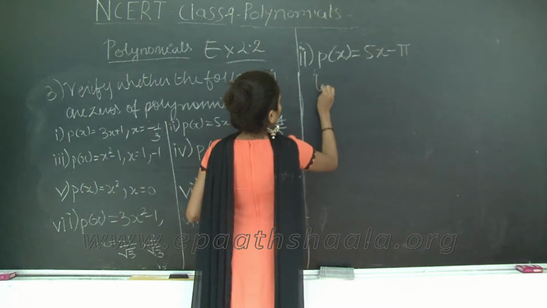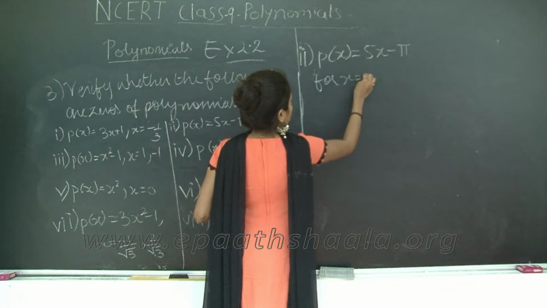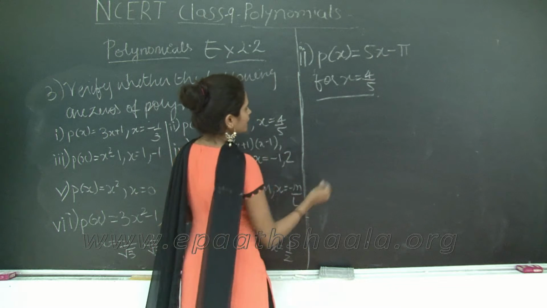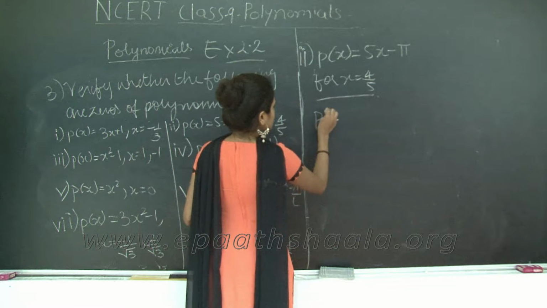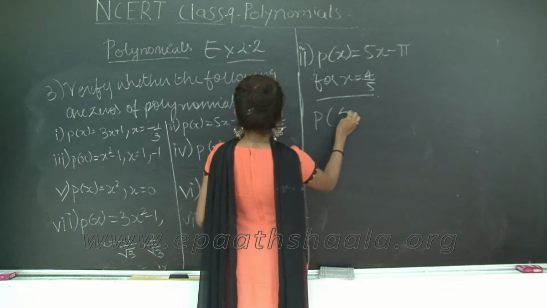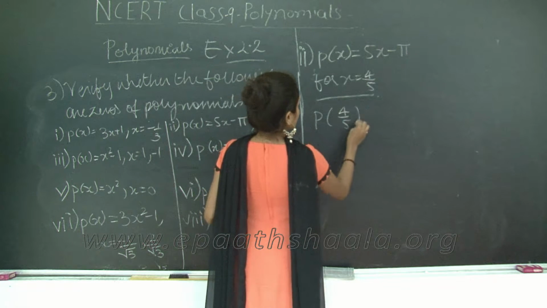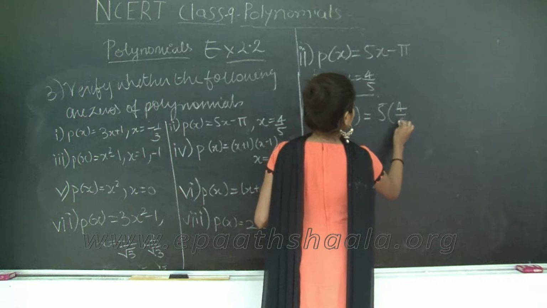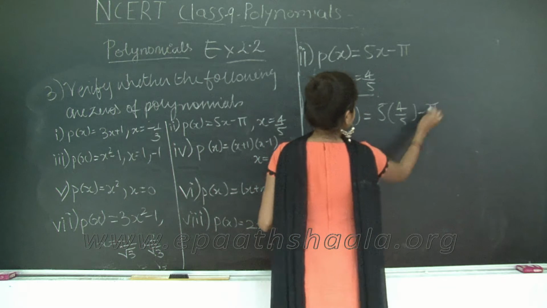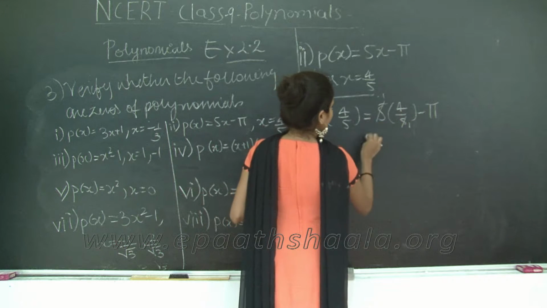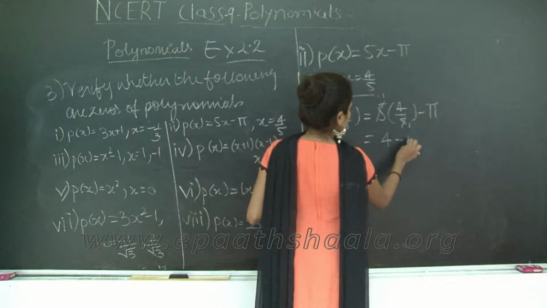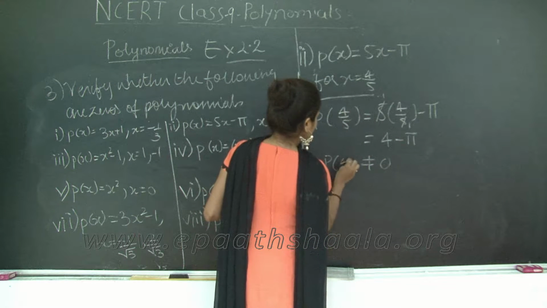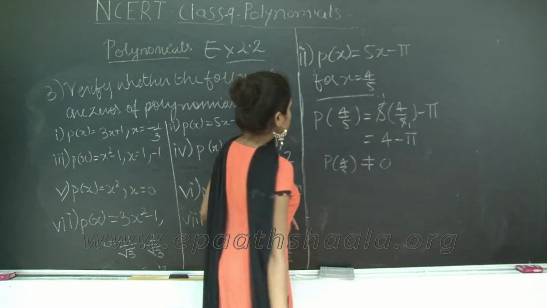So for x = 4/5, I am simply going to substitute x = 4/5 in the polynomial expression. So p(4/5) will give me 5 × 4/5 - pi. 5 ones are 5, 5 ones are 5. So this is 4 - pi. This is not equal to 0. So p(4/5) is not equal to 0.